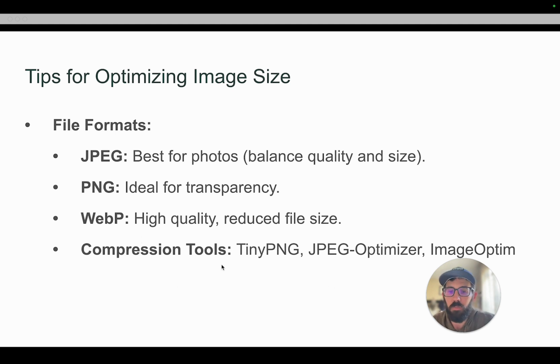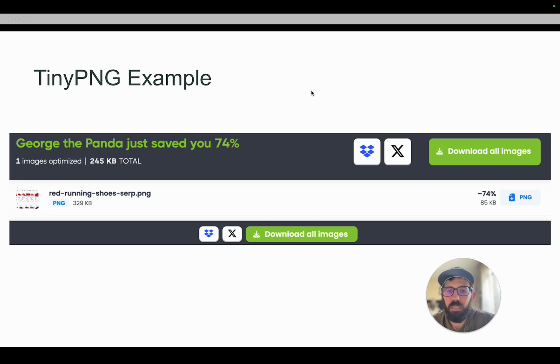And then there's lots of compression tools. There's plugins if you're using WordPress. There's TinyPNG, which is probably the one I use the most. JPEG Optimizer, Image Optim, which is a paid one. But these are very easy to use, very accessible. Just a couple of examples.